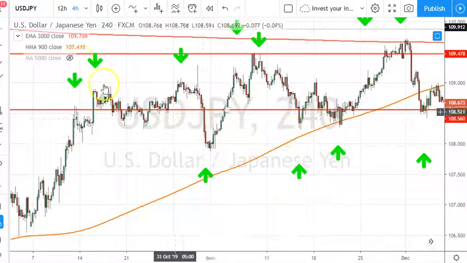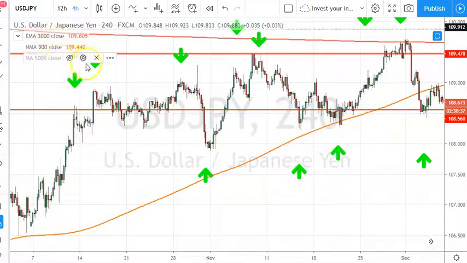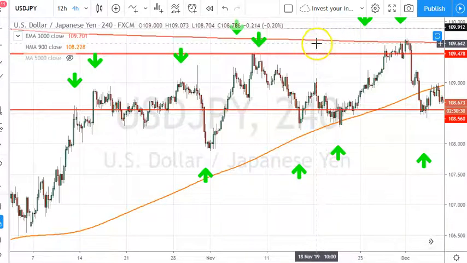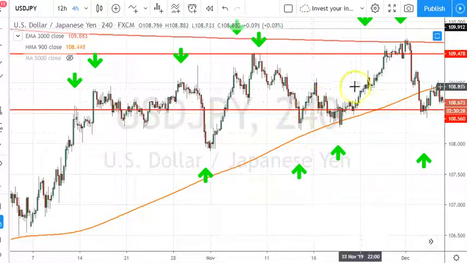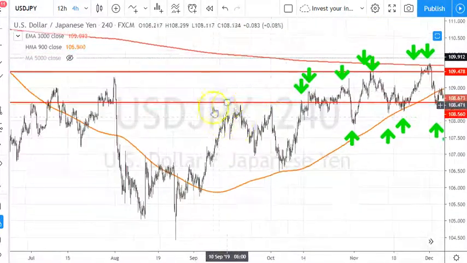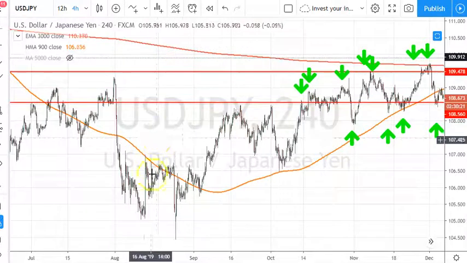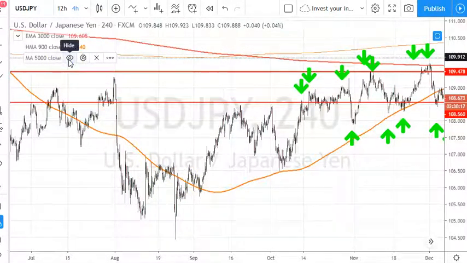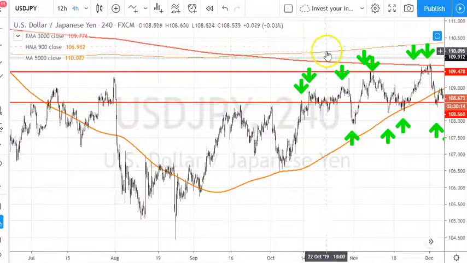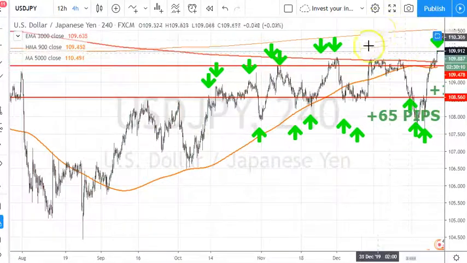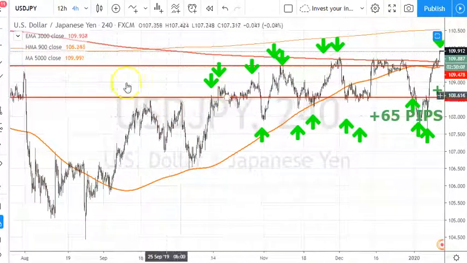You can see I have moving averages here, a 3000 exponential and a 900 hull moving average. It's a bit confusing with the same colour on these lines here. If you look at these moving averages, you can get confused. So if I come out, I'll go through these green arrows in a second. You can see I've got my line up here, and I've got my line down here. This one's a 5000 moving average, and you can see it's up here, and that one is heading upwards slightly. But we've basically got a convergence here of those moving averages.